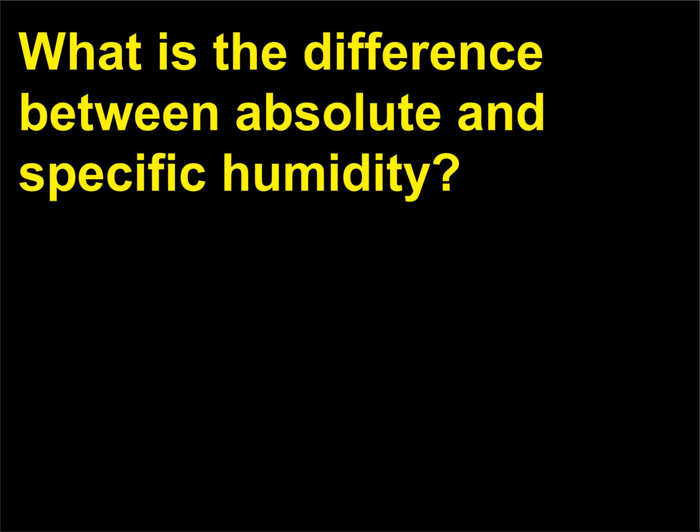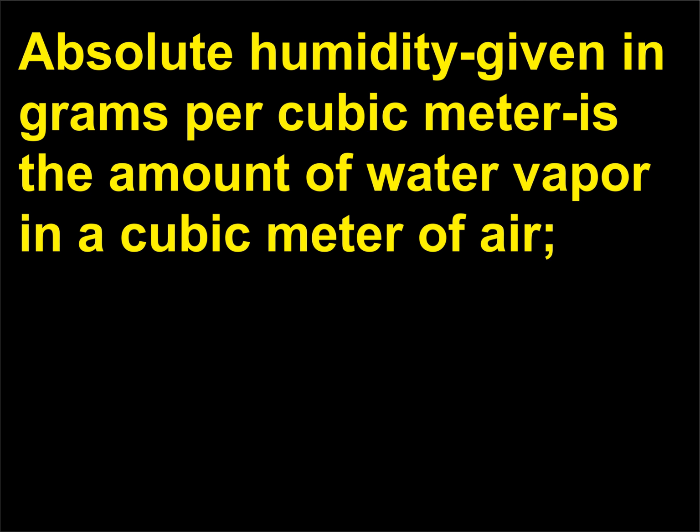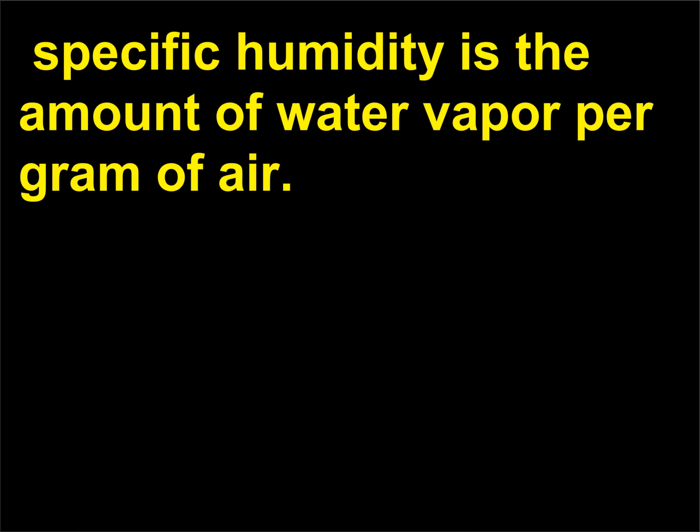What is the difference between absolute and specific humidity? Absolute humidity, given in grams per cubic meter, is the amount of water vapor in a cubic meter of air. Specific humidity is the amount of water vapor per gram of air.